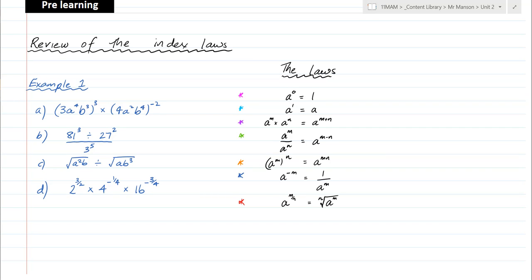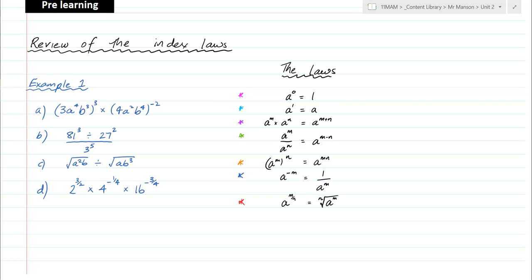So, the review of index laws. First of all, I've done it by colour. I'm trying to find a way not to list the index laws by number, because if you start to talk to me about index law 4, well, different textbooks have them in different orders and it's meaningless. They're all arbitrarily numbered lists. So I've done it by colour instead.